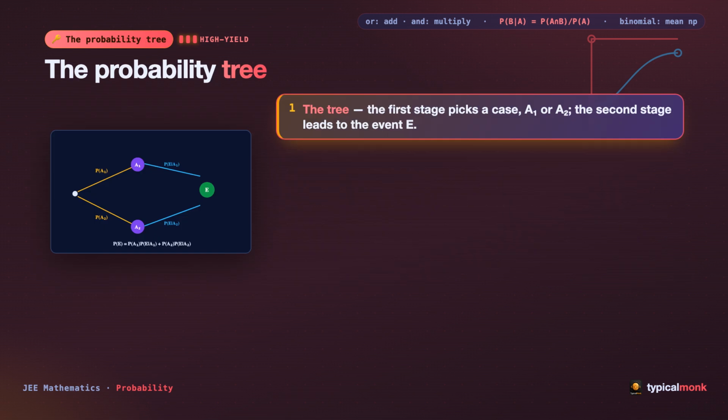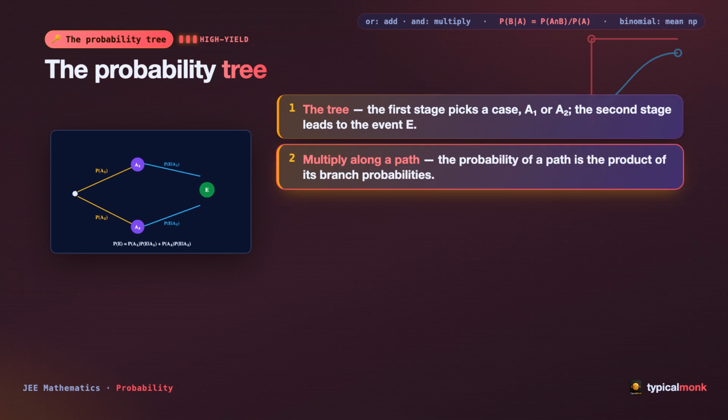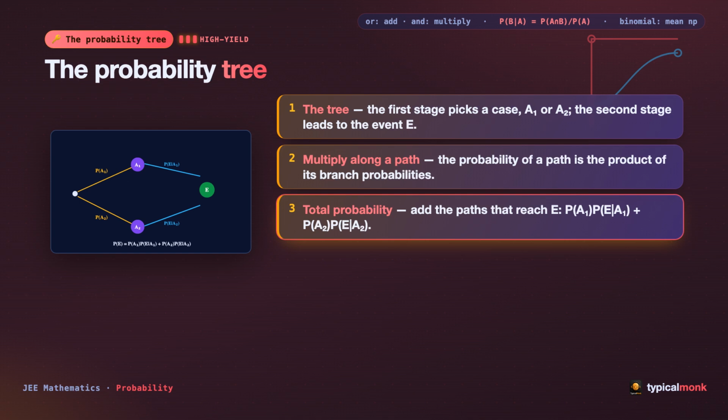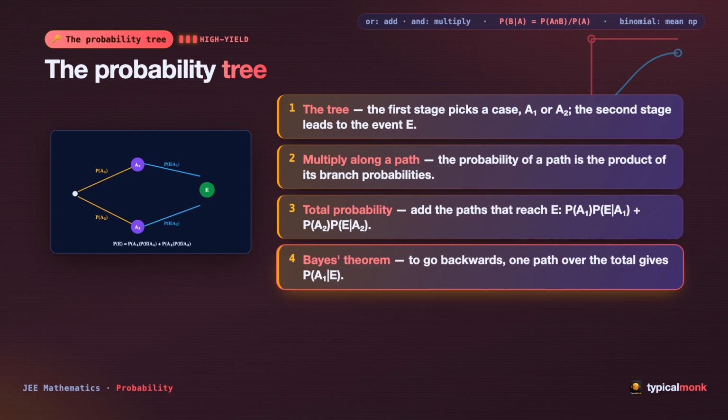Now look at the picture. A probability tree. The first stage picks a case, A1 or A2, and the second stage leads to the event E. Multiply along a path: the probability of a whole path is the product of its branch probabilities. Total probability: add up the paths that reach E, P of A1 times P of E given A1, plus P of A2 times P of E given A2. Bayes' theorem: to go backwards, one single path over the total gives P of A1 given E.